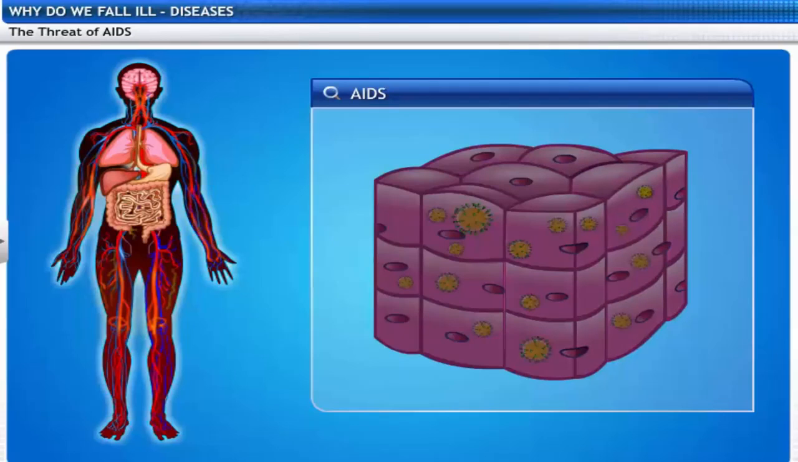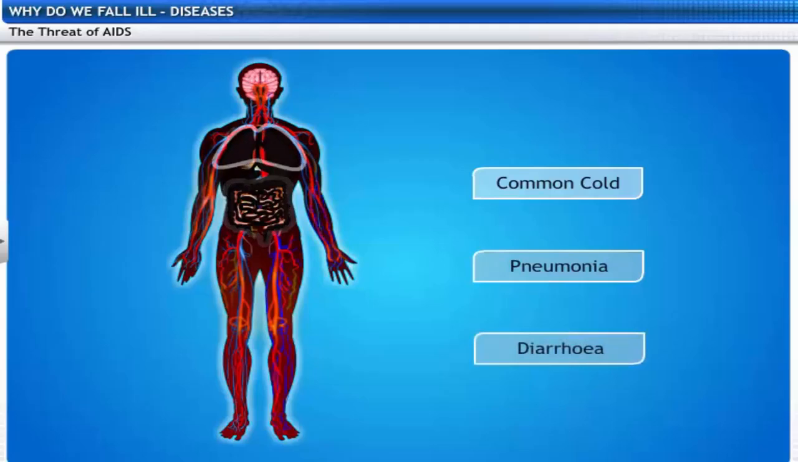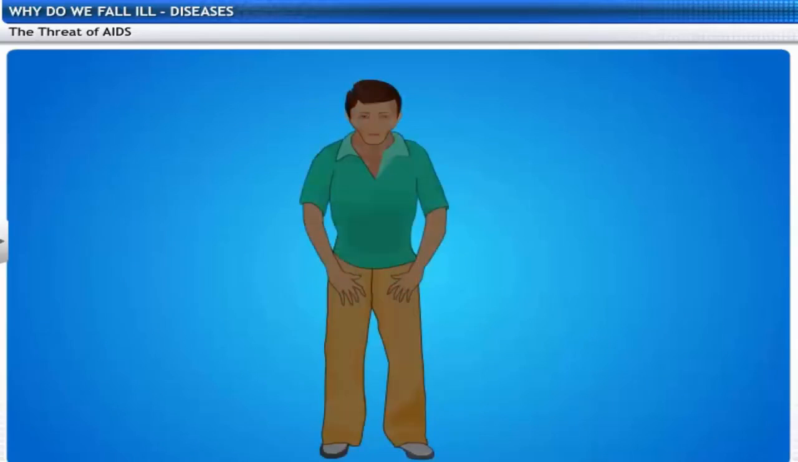The patient's body can no longer fight off minor infections like the common cold, which leads to major infections like pneumonia, diarrhea with blood loss, etc. Hence, HIV or AIDS-infected people die due to these major infections.